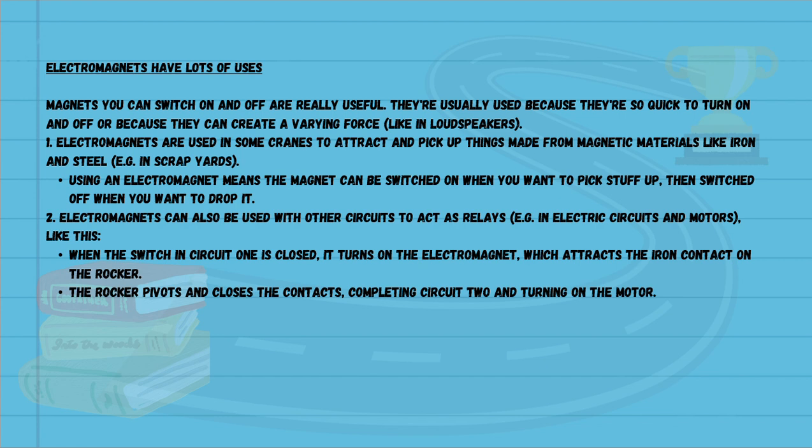Electromagnets can also be used with other circuits to act as relays, for example, in electric circuits and motors like this. When the switch in circuit 1 is closed, it turns on the electromagnet, which attracts the iron contact on the rocker. The rocker pivots and closes the contacts, completing circuit 2 and turning on the motor.